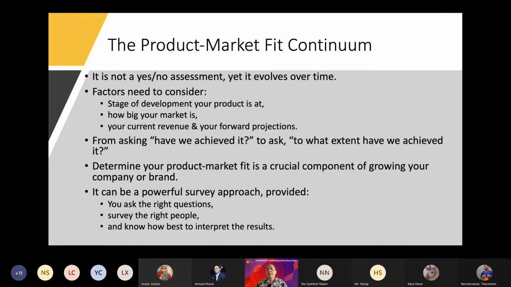Okay, the product market fit continuum. It's not a yes or no assessment, it evolves over time. There are lots of factors that you need to consider: the stage of development, how big your market is, your current revenue, and your forward projection. Remember just now most of you said yes, this app can be used by all people, regardless of their age, whether they are elderly people or teenagers, everyone can use it. So you see your market is very big. If your market is very big, it's not easy to satisfy everyone.